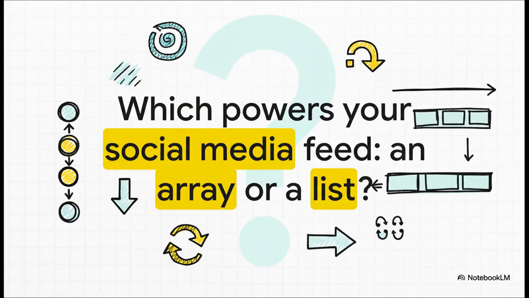So, let's end on a little thought experiment. A social media feed. It needs to load new stuff at the top constantly, but you also need to be able to scroll through it pretty seamlessly. So, given all the trade-offs we've talked about between arrays and linked lists, which one do you think is at the heart of your feed? It's a great question, and it really shows you just how critical these choices are in building the technology we use every single day.